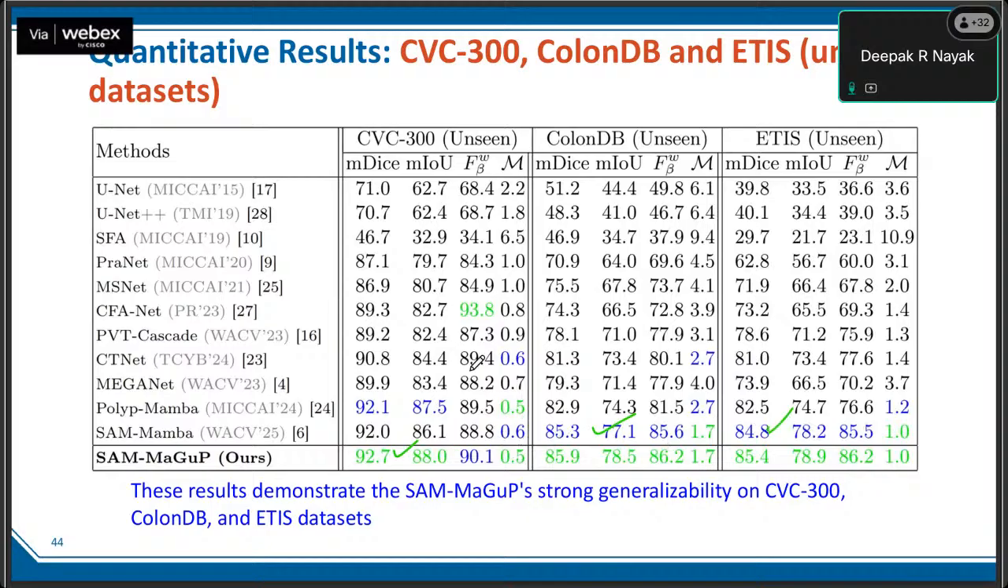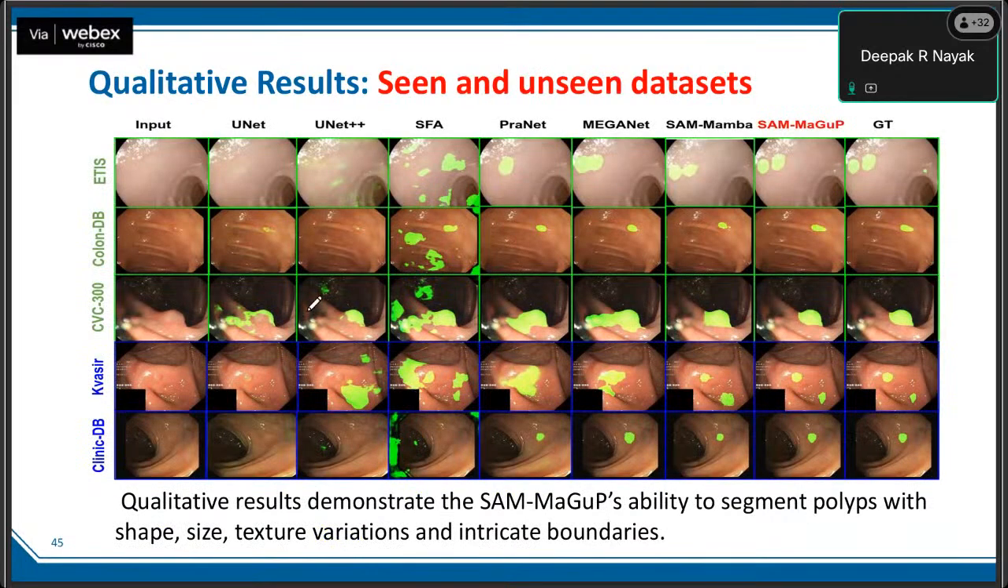What is most important, as I mentioned, is whether our model could solve the weak boundary issues or not. So to see the impact of our approach on those kinds of cases, we have chosen cases where our model is really performing well, not generating so many false positives compared to the other approaches. So these are the qualitative results on both seen and unseen datasets. These are three unseen datasets, and these are two seen datasets.